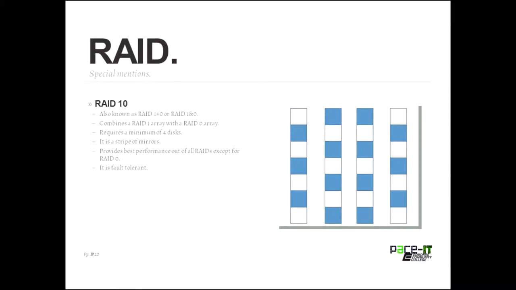They came up with RAID 10. It's also known as RAID 1 plus 0 or RAID 1 and 0. And what it does is it combines a RAID 1, a mirror set, with a RAID 0, which is striping. So it is a mirror with striping. And it requires a minimum of 4 disks or volumes. So it's a stripe of mirrors. There we go. That's the correct way to say it.